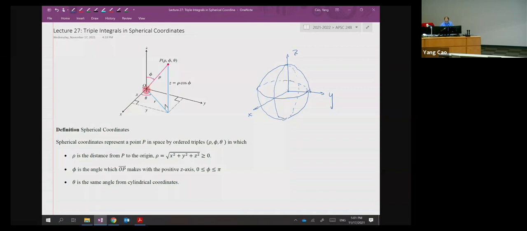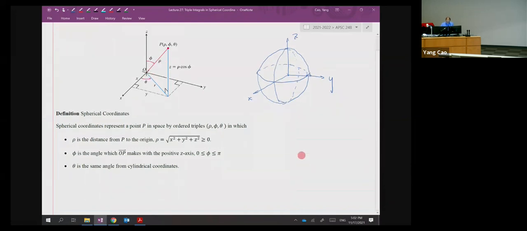Rho is the distance from the origin to the location of point P, and phi is the angle from the z-axis to OP. Theta is the angle from the x-axis to the projection of OP in the XY plane. So theta has a similar meaning to theta in polar or cylindrical coordinates. So that's your rho, phi, theta.